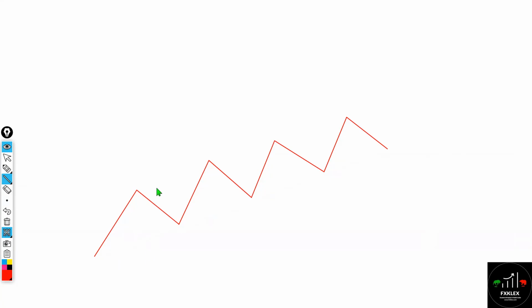We have a movement of price like this, whereby we have swing highs, swing highs, swing highs, like this. Swing lows, swing lows, swing lows, like this. Are you there? Yes. So remember, it takes 2 points to connect a trend line.